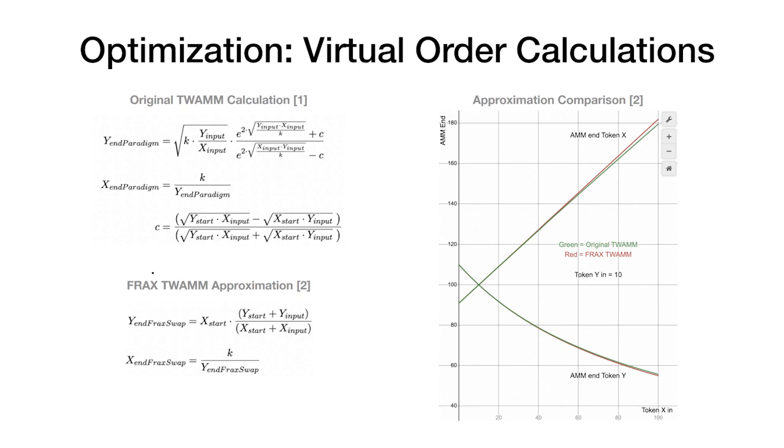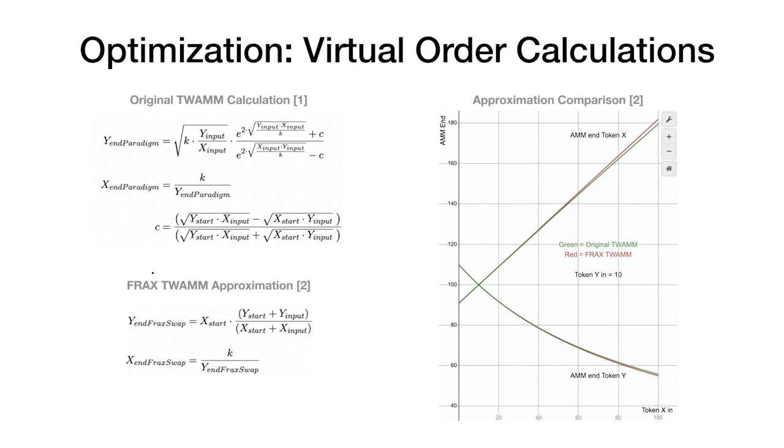And I'm not going to dive into this heavily, but this is the math from the Paradigm paper. And you can see that it's fairly complex. There's exponentials and square root functions all over the place. It's about 15 operations. And the team from Frax came up with a fantastic approximation here. And that reduces it to very, very simple. I think it's like 3 or 4 operations.